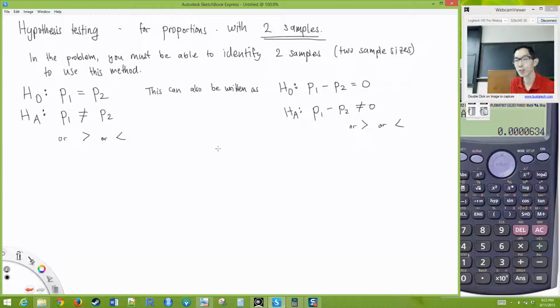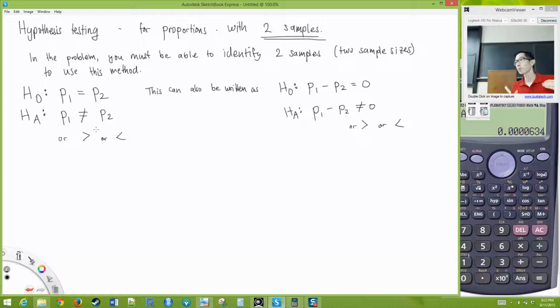So in this sense, this method is a little bit easier just because the null hypothesis is always going to be the same. Once you identify two samples, your null hypothesis is always this, and your alternative hypothesis will always be one of these three: not equal, greater than, or less than. So this step is easier, because in the other method you had to figure out what your P0 was. In this case, you don't have to worry about that.